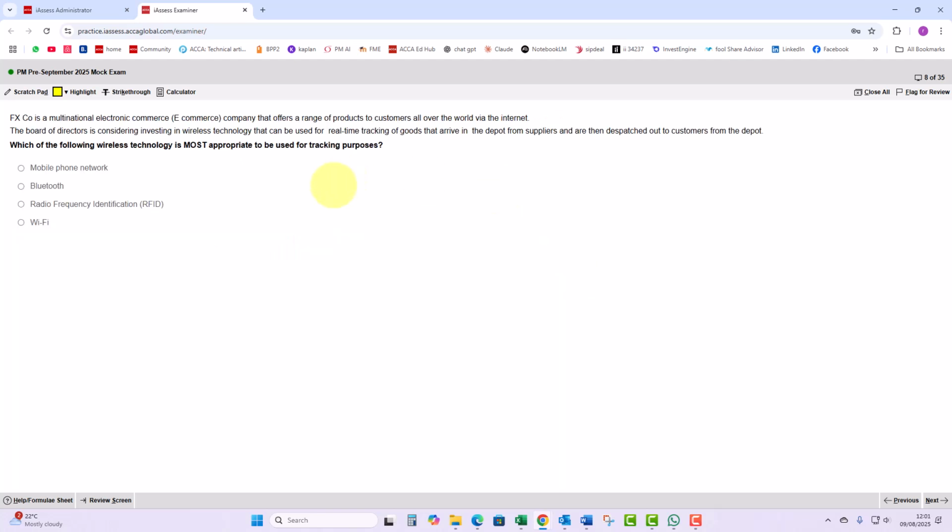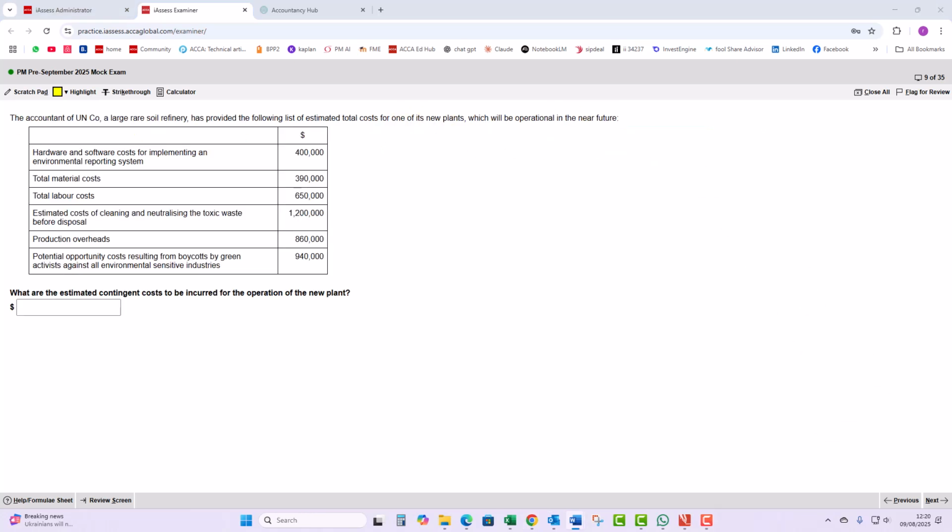This question is really about understanding the scenario. There's 4 different technologies and we need to choose which is most appropriate, and what they're going to do is looking at goods that arrive in the depot and then are dispatched. So they don't need a mobile phone network because it's all in-house. Bluetooth is shorter range. Wi-Fi isn't really used for that, so an RFID is the way you would tag these goods when they come in and then keep track of them.